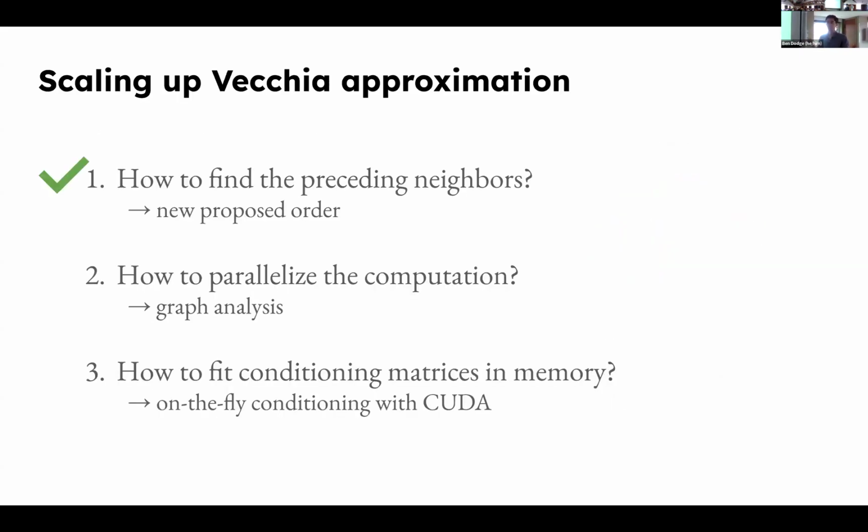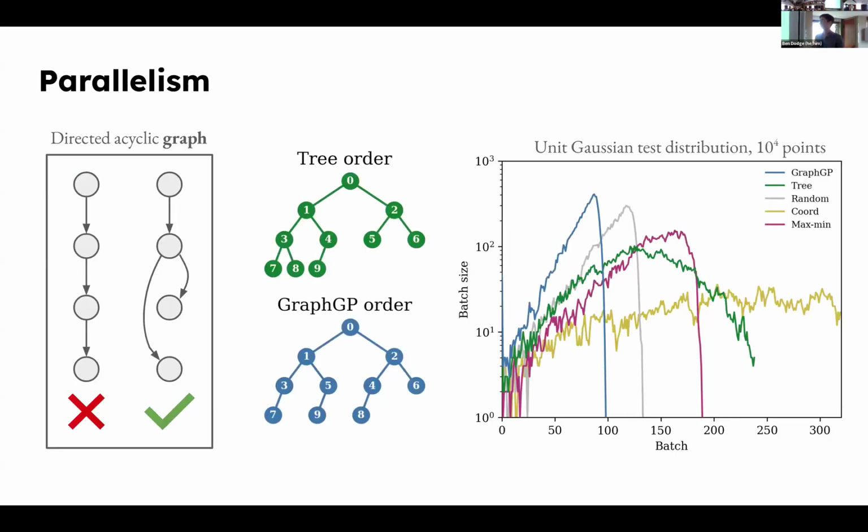We do it with this new proposed order. But now we turn to how to parallelize the computation. Luckily, since we're doing preceding neighbors, we have this graph, which is already in what CS people call topological order, which means that the edges always point backwards. These are examples of what your graph could look like.